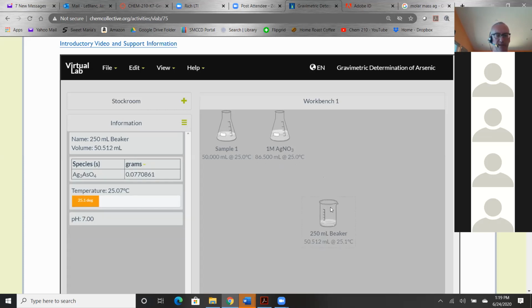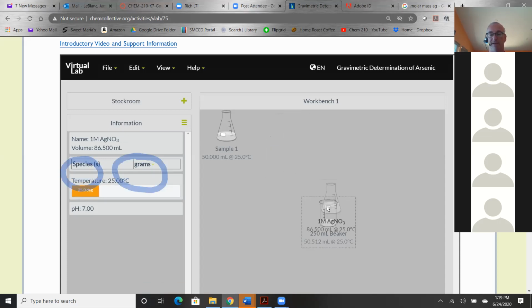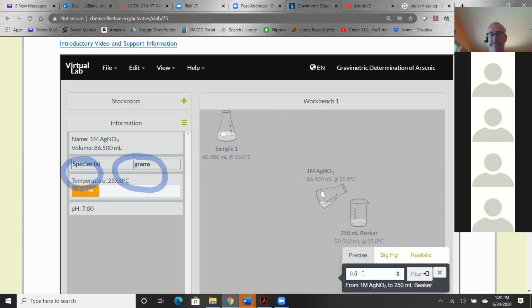Okay, so what that tells me is that I have produced 0.077086 grams of solid. So there is some arsenate present in the solution, and we've turned it into silver arsenate and precipitated some of it. I don't know if we precipitated all of it, so we would add some more. So let's come back, go to the mouse, and add some more. Let's add another 0.5 mils.